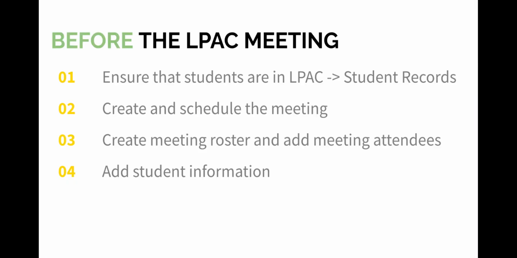We want to ensure that students are in LPAC student records, which is the Frontline database. If not, we will need to be bringing them in from our whole school database, which is on eSchool, that need to be imported in. Once we have all of our students in student records, we want to create and schedule the meeting. And then we want to go ahead and create the meeting roster, which is going to be adding our students and also adding our LPAC representative meeting attendees. And finally, we'll add the student information that we'll need in order to be able to have the meeting.